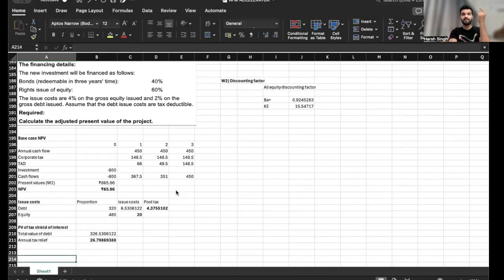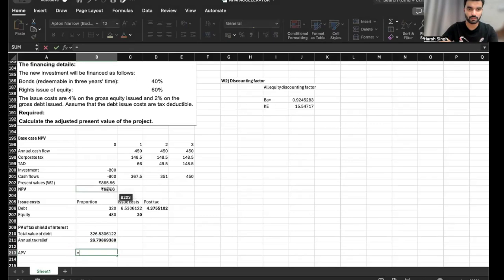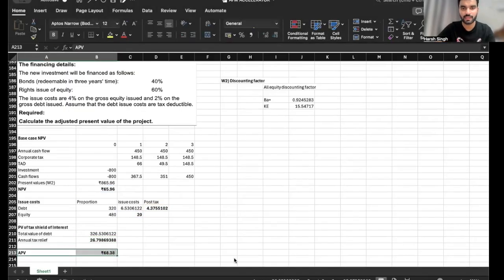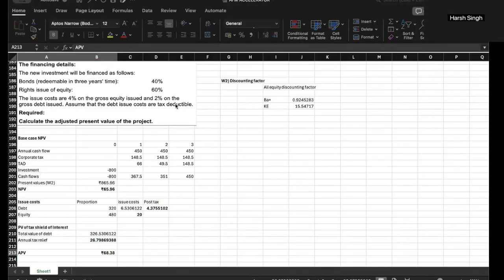We don't have any subsidy benefit, any tax benefit on subsidy. So we'll go with APV over here. This value minus this plus this. So APV will be 68.38, everyone. Guys, if you have any doubts, please let me know.